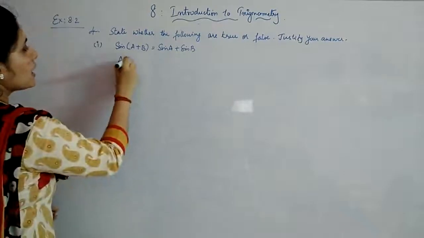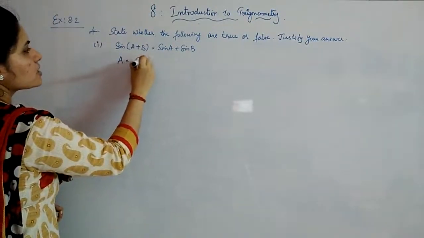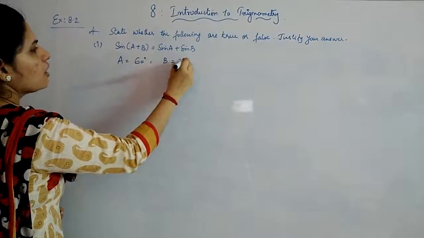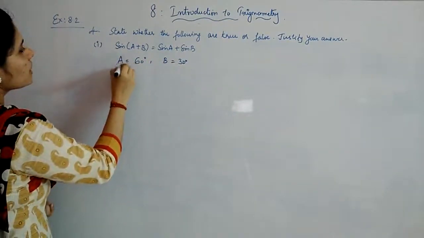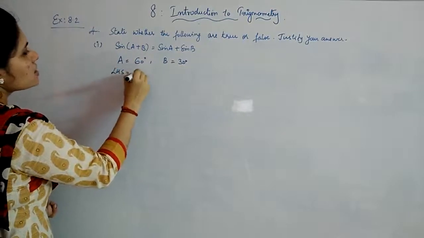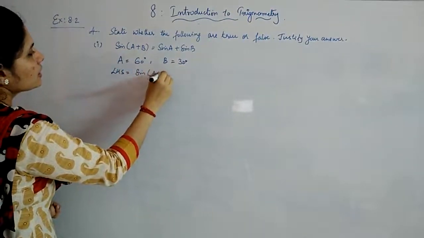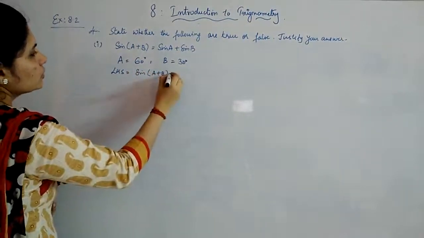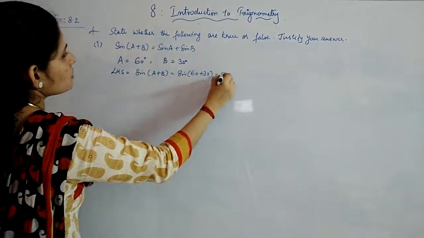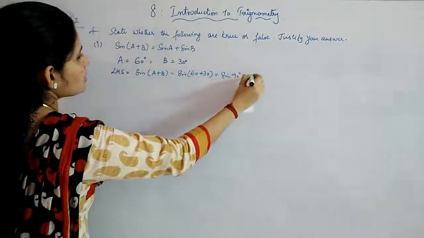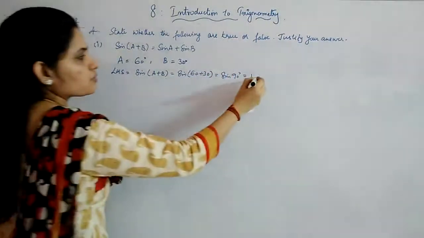So we are just taking A as any angle you can take. Suppose A is 60 and B is 30, or you can take 45 and 45 also. Then you just take the LHS, which is sine of A plus B, which will give you sine of 60 plus 30, which is equal to sine of 90. And what is sine 90 degree? 1. Okay, so LHS is 1.